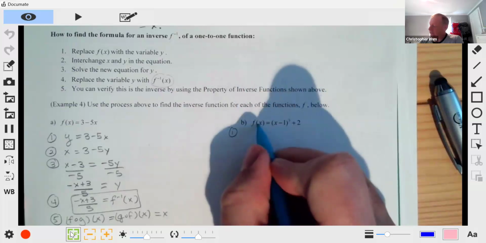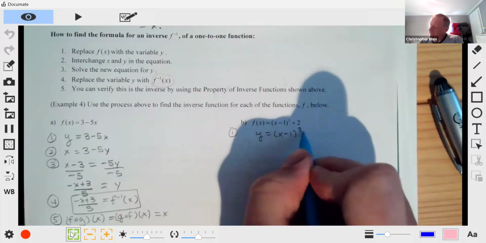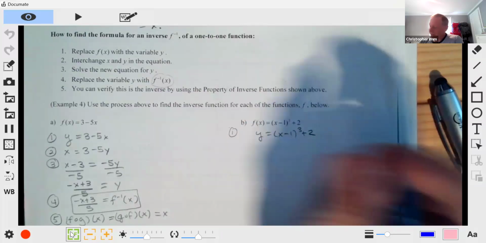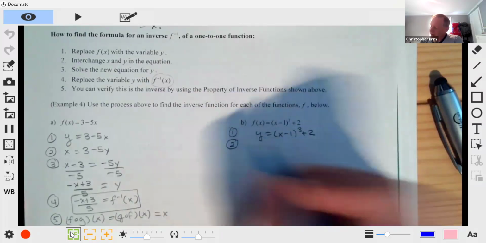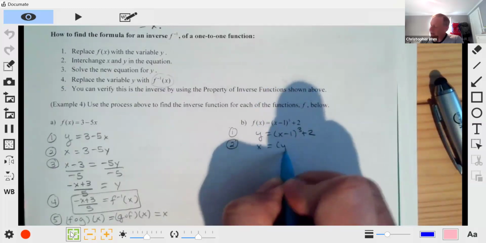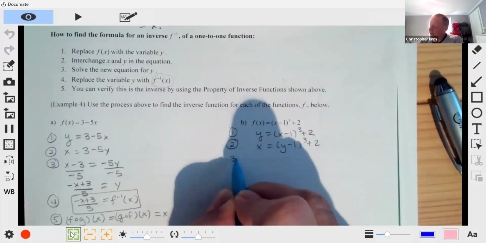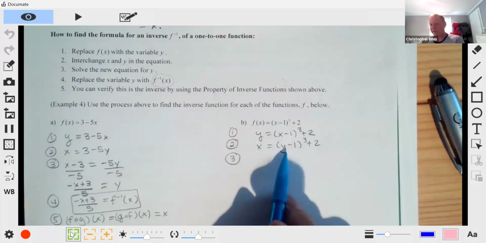So first step, replace f of x by y. Second step, I switch x and y around. So x is equal to y minus 1 cubed plus 2. Now I'm going to solve for y.